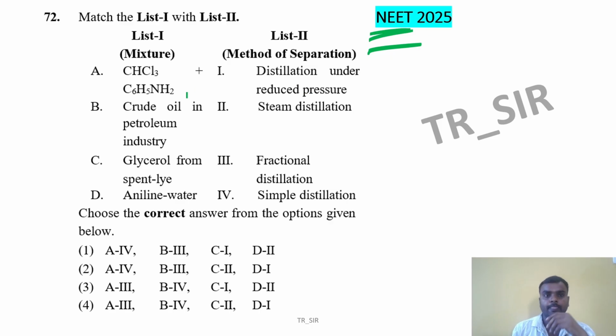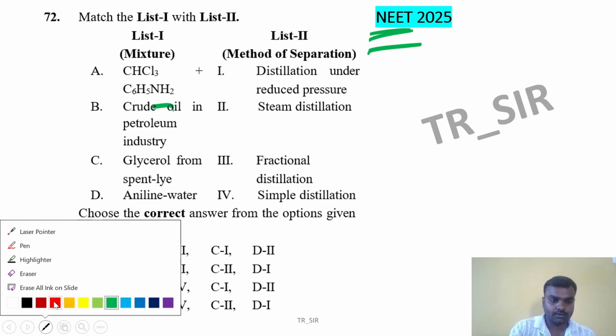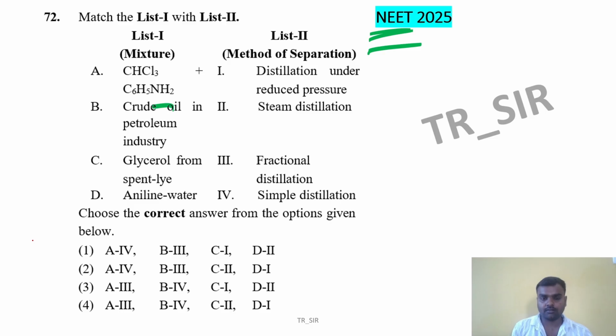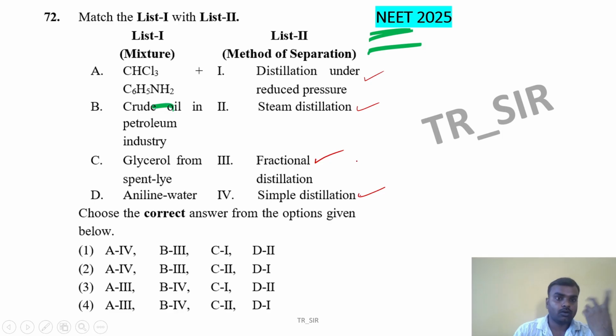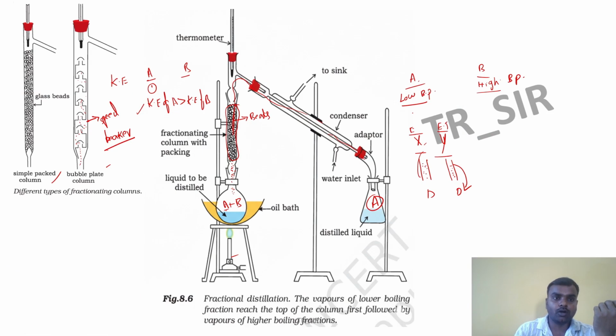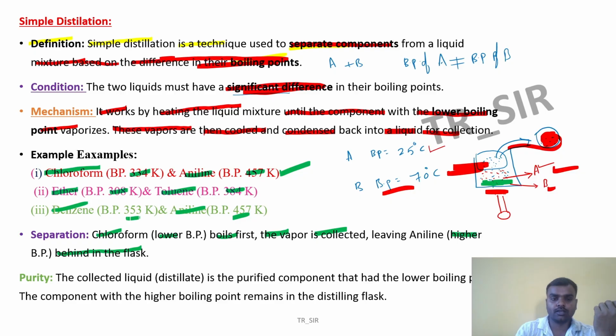You can see here, match the following. Whatever we discussed, the four processes, I have taken based on this question itself. Here fractional distillation is there, simple distillation, steam distillation, and distillation under reduced pressure. First we discuss simple distillation. What did we get there? The compounds should have a large boiling point difference.